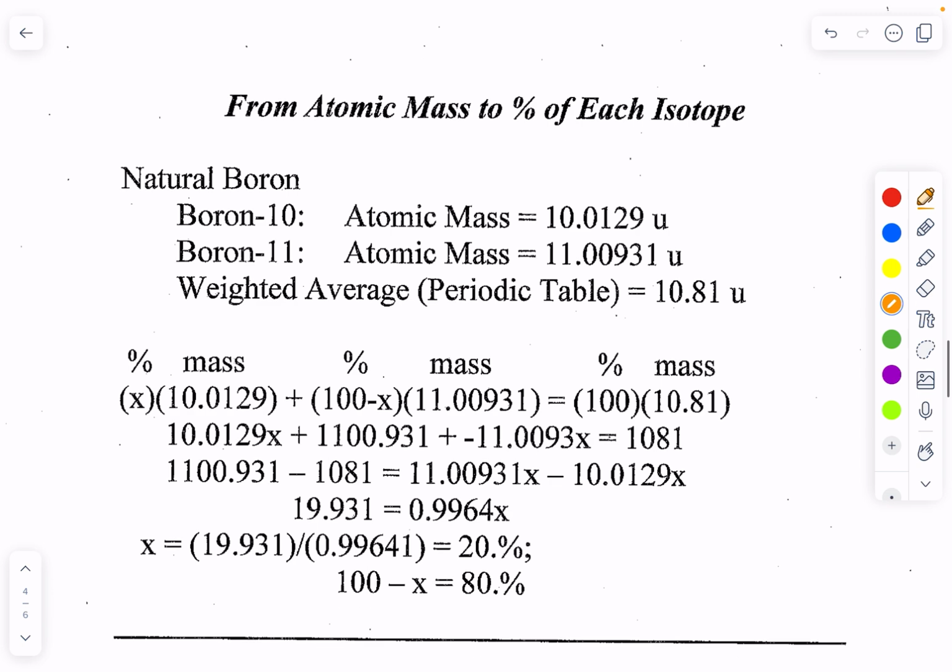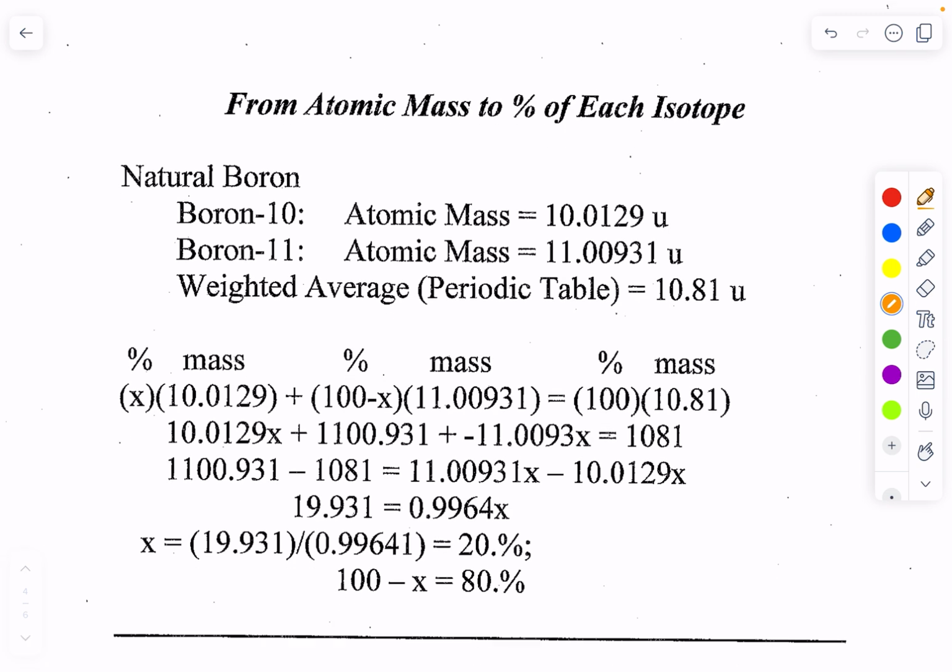Now, we can also go in the opposite direction. If we have 2 isotopes of boron, and we know that the atomic mass of one isotope, boron 10, is near 10, and boron 11 is near 11, and then we look in the periodic table, and we see that its weighted average is 10.81, we set our math problem up exactly the same way as we did before. We do percentage times mass plus percentage times mass equals percentage times mass.